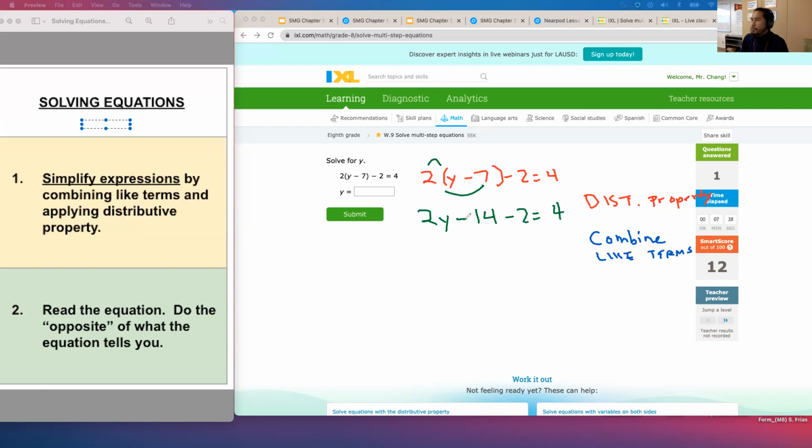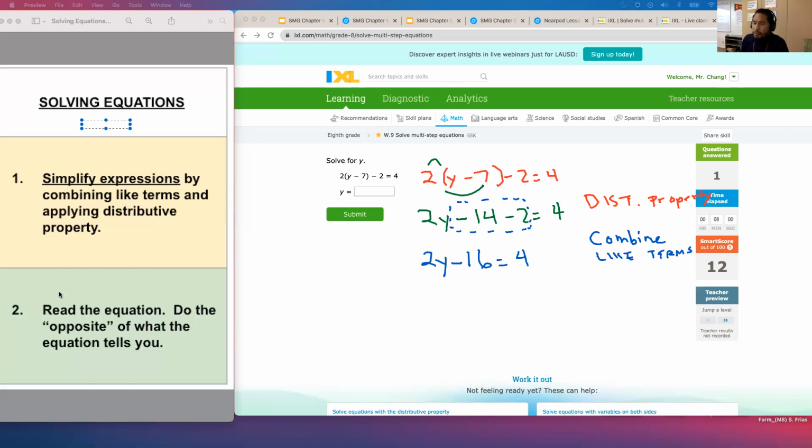So I have 2y minus 14 minus 2. So minus 14 minus 2 is minus 16. There you go. My next move is, put this in purple.